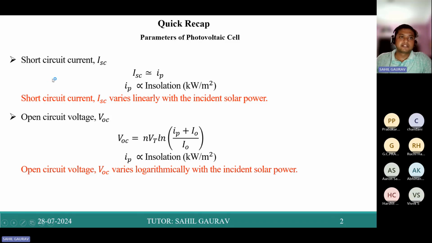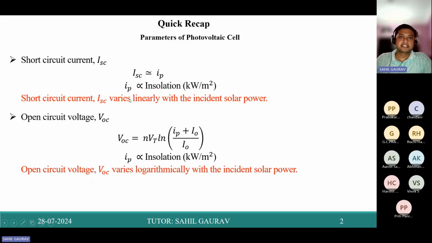First, starting with short circuit current: if you see the expression that has been derived in the class, it is approximately equal to the photocurrent. We know that this photocurrent is directly proportional to insolation, that is incident solar power. So you can say that short circuit current ISC varies linearly with the incident solar power or solar insolation.